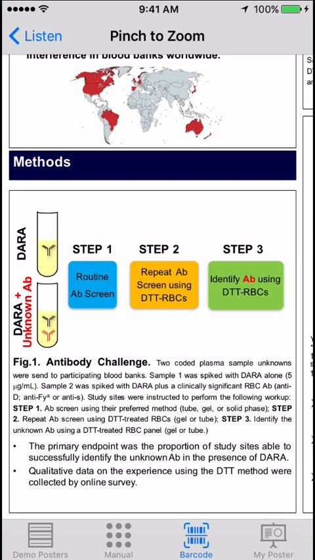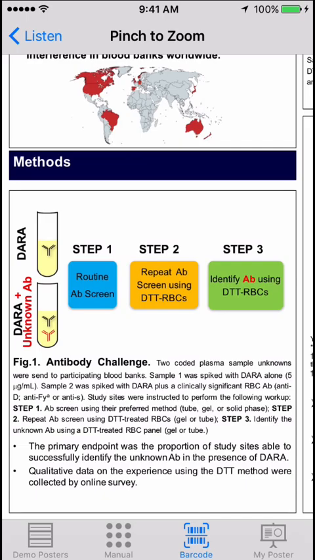In Step 1, each lab was to perform an antibody screen using their preferred routine method. In Step 2, the antibody screen was repeated using DTT-treated red cells. In Step 3, labs tried to identify the unknown alloantibody using DTT-treated red cells.